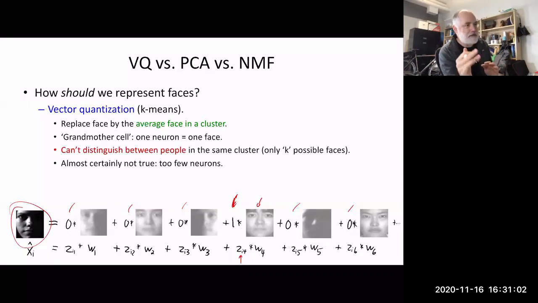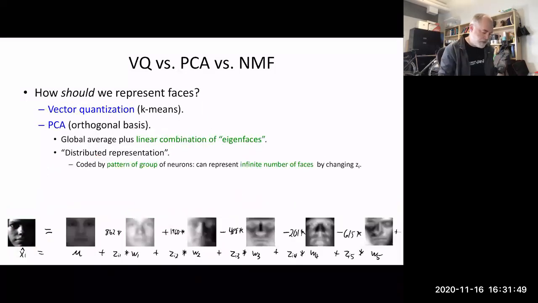And this is maybe not the best idea, right? Because the real problem is that if that cell dies, then you can no longer recognize your grandmother. But more to the point, if you don't have 7 billion neurons assigned to represent all the faces you could possibly ever see, then if you cluster people's faces together, you can't distinguish between people in the same cluster, right? Okay. There's only k possible kinds of faces, and this is going to lead to very bad generalization, right? So it's almost certainly not true. You've got too few neurons to represent such a code.